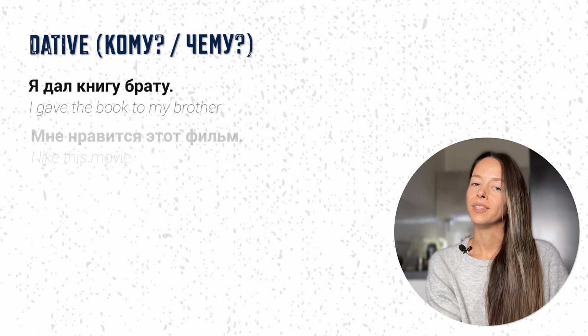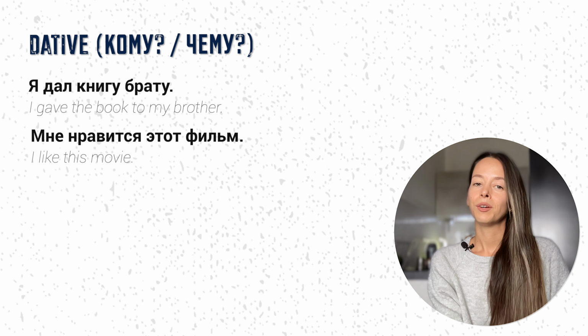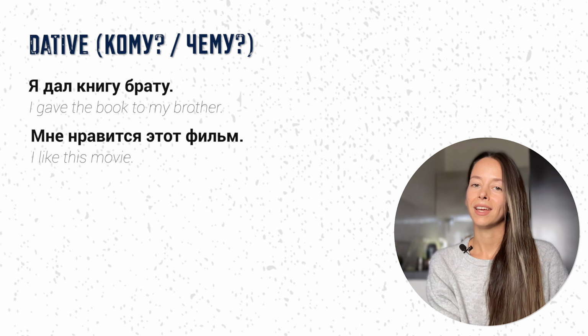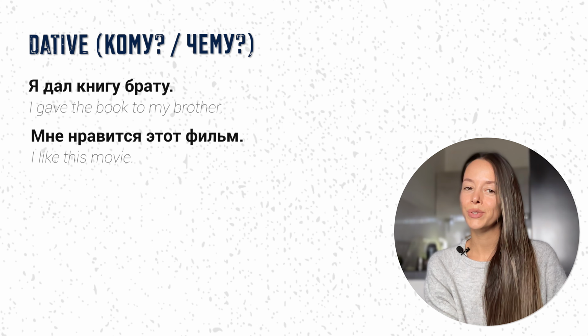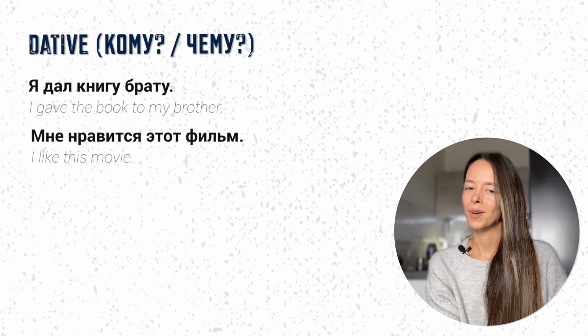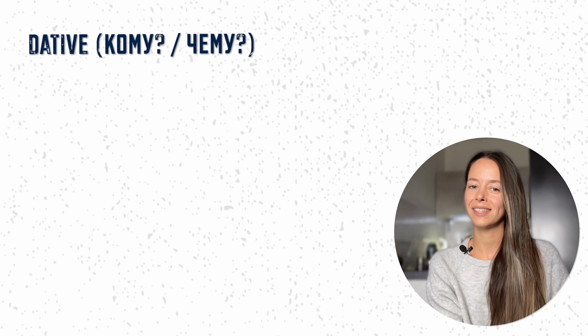Мне нравится этот фильм. I like this movie. Here, брату, to my brother, and мне, to me, are in the dative case. So whenever you need to use the preposition to in English, think about using the dative case in Russian. And now let's practice the dative case.